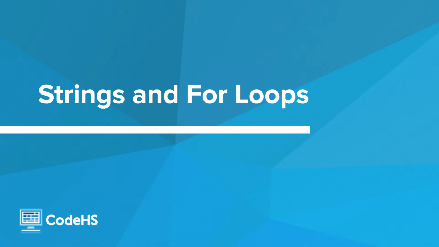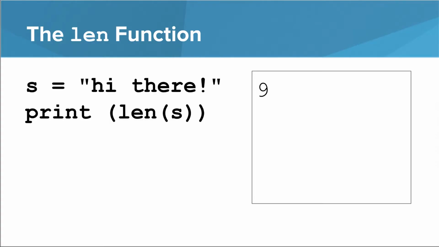Hi, this video covers a couple of quick tricks to go through a string one character at a time using a for loop. As a prerequisite for this first trick, you'll need to understand the len function. This function takes a single argument and returns the length of that argument. For now, assume that the argument must be a string. Later, you'll learn how to use len with other things.